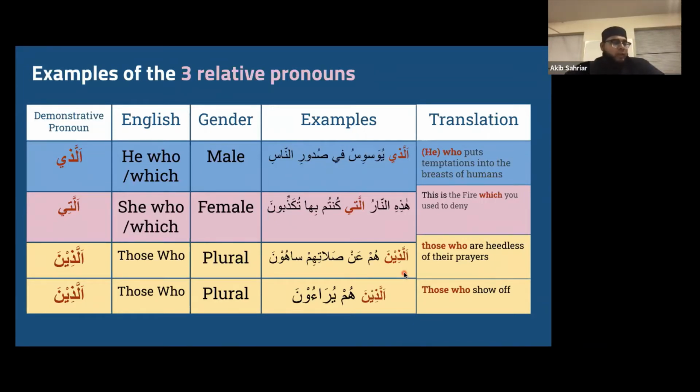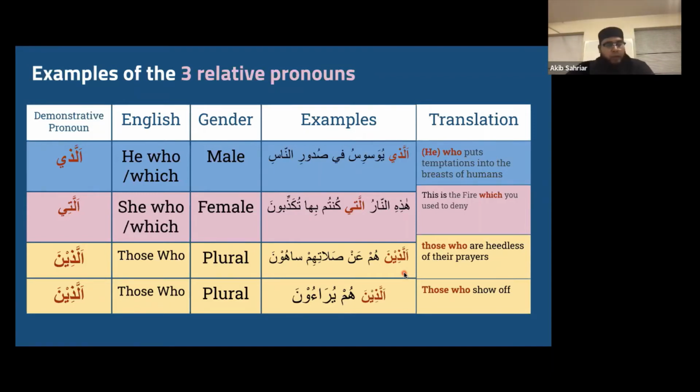And then alladhina, again, another example is alladhina hum yura'un, right? Same surah, those who show off, right? Alladhina, those who yura'un, who show off, who show other people, just for showing off, whether it's their good deeds, whether it's their charity, whether it's their prayer, or they just show off other materialistic things in this world, right? So Allah subhanahu wa ta'ala is talking about that group of people, those who, whether male or female, show off, right?